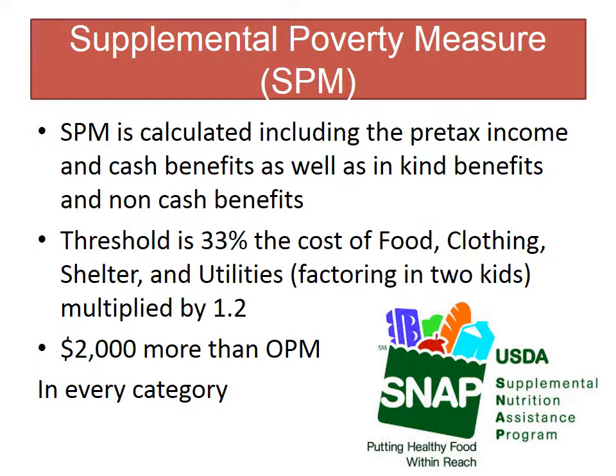While the OPM has remained relatively unchanged since the 1960s, the supplemental poverty measure's threshold more accurately accounts for poverty. The supplemental poverty measure's threshold is at the 33rd percentile of all food, clothing, shelter, and utility needs. Additionally, it factors in the cost of having two kids and the costs associated. Altogether, this amount is multiplied by 1.2.